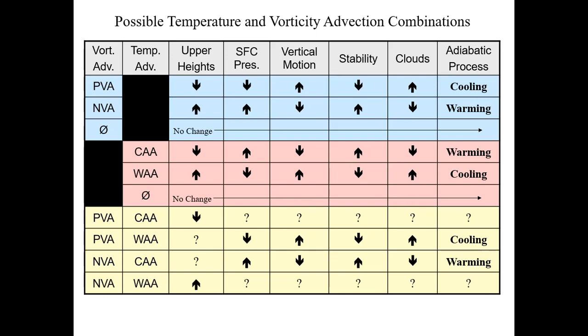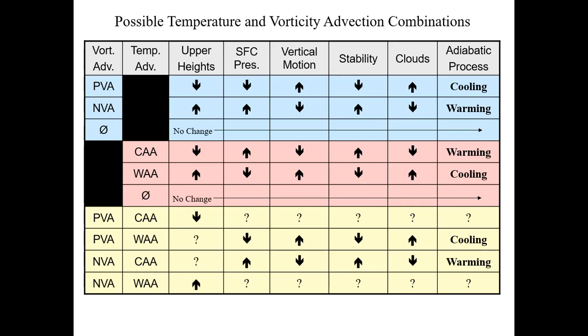We're not sure. If I have positive vorticity advection (PVA) plus warm air advection (WAA), what's going to happen to my heights? Well, I don't know, because warm air advection indicates increasing heights, and PVA indicates decreasing heights. So they counteract to offset each other. I do know, though, with a combination of those two, my surface pressure will fall, my vertical motion will be upward, my stability will decrease, and my clouds will increase because of adiabatic cooling and rising air motion.